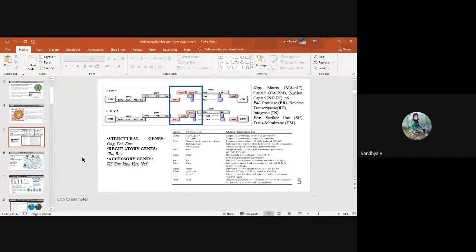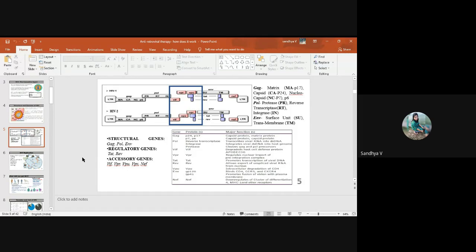So coming to the genome of HIV-1 and HIV-2. The structural genes are GAG, Pol, and envelope, which make the structural part of the HIV. Then regulatory genes like TAT and REV are responsible for mechanisms like translation and transcription. Auxiliary genes like VIF, VPR, VPU, VPX, and NEF are helpful in the nuclear transport of viral DNA, that is, the reverse transcribed DNA, to the nucleus for integration. We will discuss that in the HIV replication part.